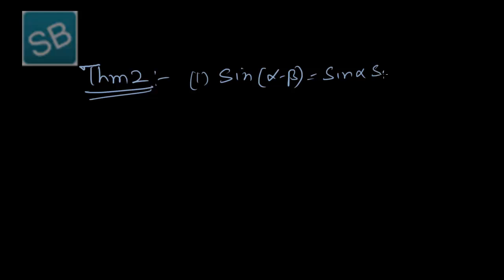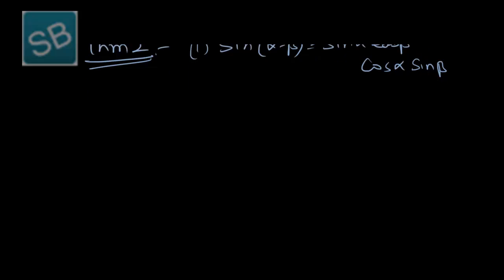Now we are going to state and prove theorem 2, in which we will derive the addition formula for the sine trigonometric function with the help of the cos trigonometric function that is derived in theorem 1. So the first part of this theorem is sine of alpha minus beta is equal to sine alpha cos beta minus cos alpha sin beta. So this is the first part of theorem 2. So we are going to prove this part first of all.